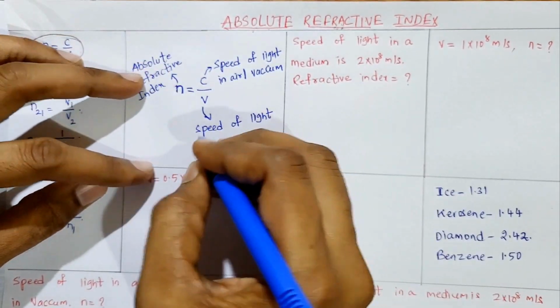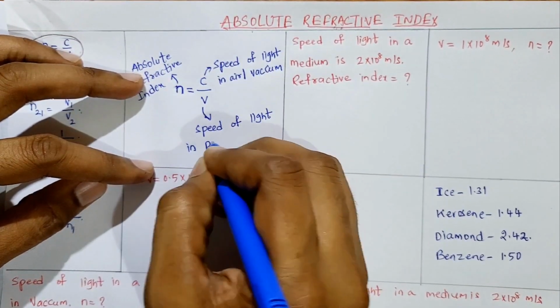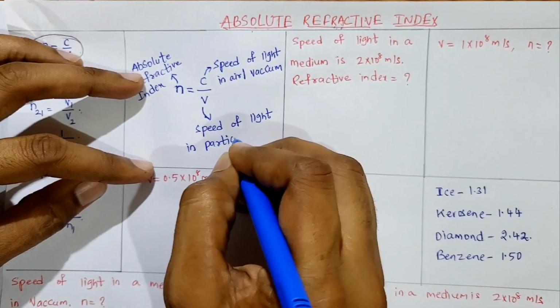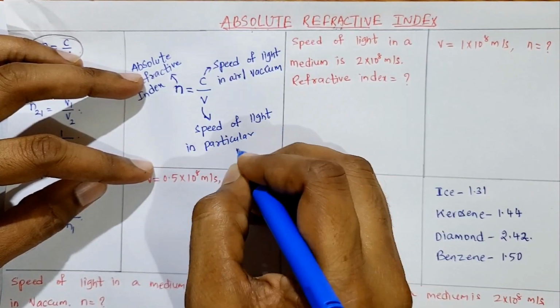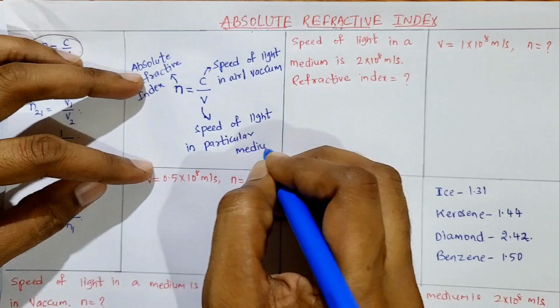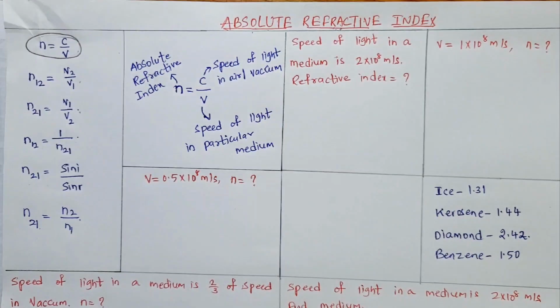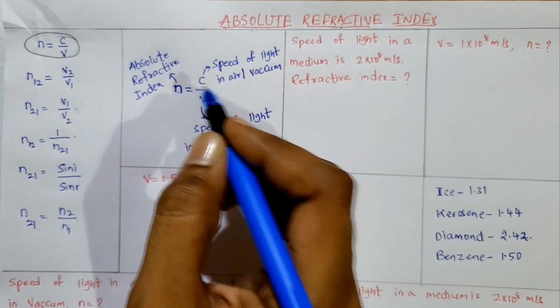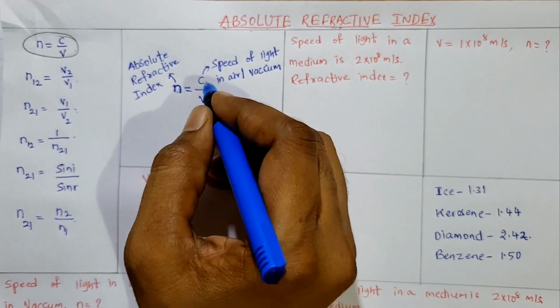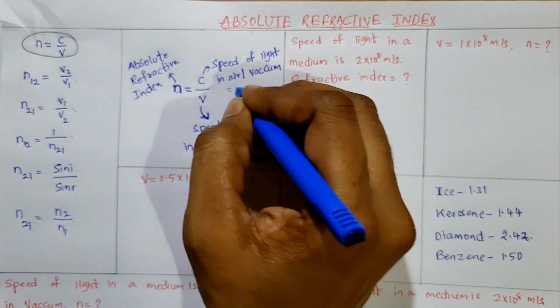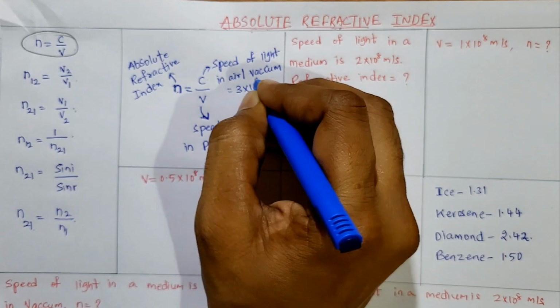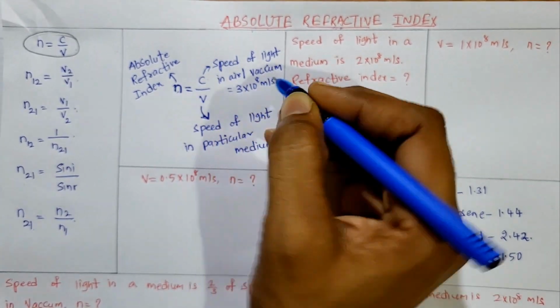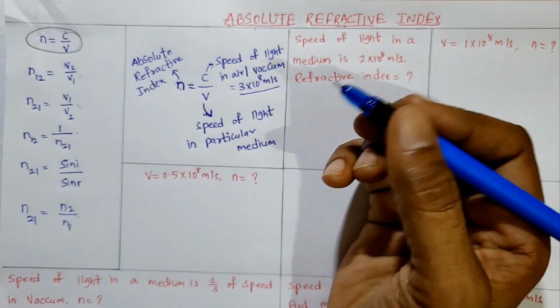Speed of light in a particular medium. Okay, if you are going to find refractive index of any medium, these two are required. c value is fixed. c value will be 3 into 10 to the power of 8 meters per second. This is a fixed value, universal value.